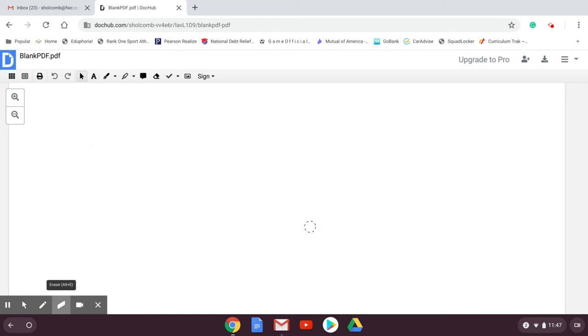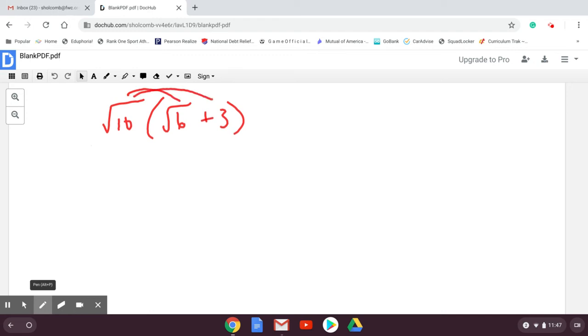All right, next little section involves distribution. What if you get, like this one, the square root of 10, parentheses, radical 6 plus 3. Well, guys, this is really no different than what we did at the beginning of the year. It's just that now we've learned how to deal with radicals too. The first step is multiplication. And then after we distribute, we got to check and see if there's any like radicals that can be combined.